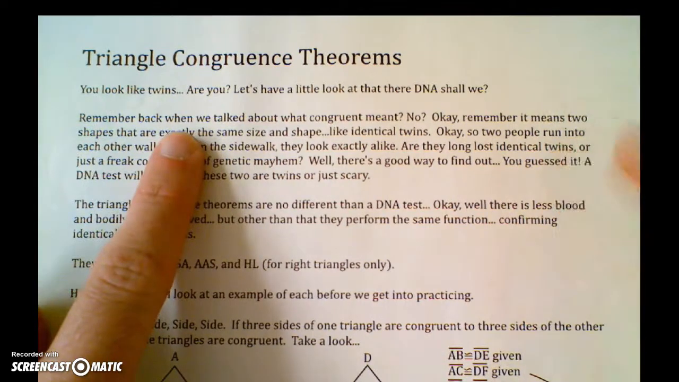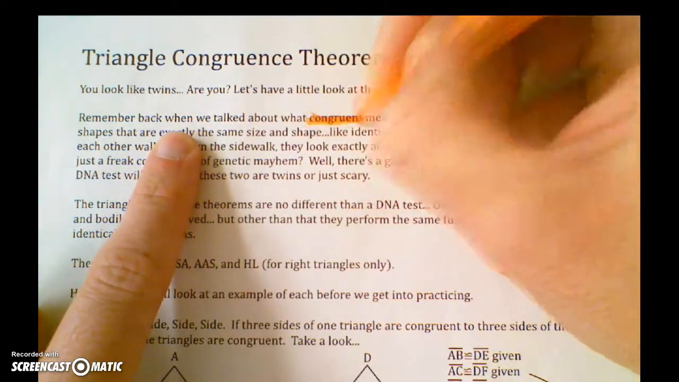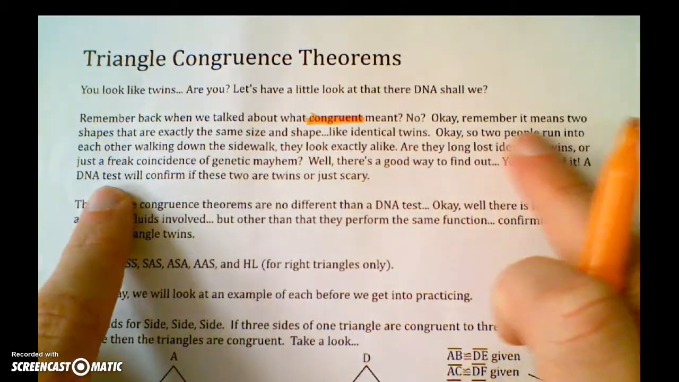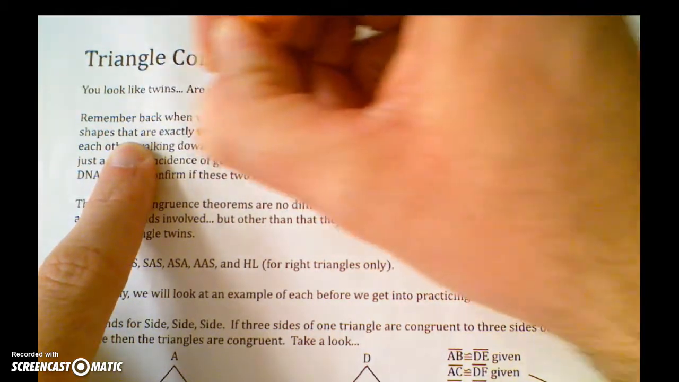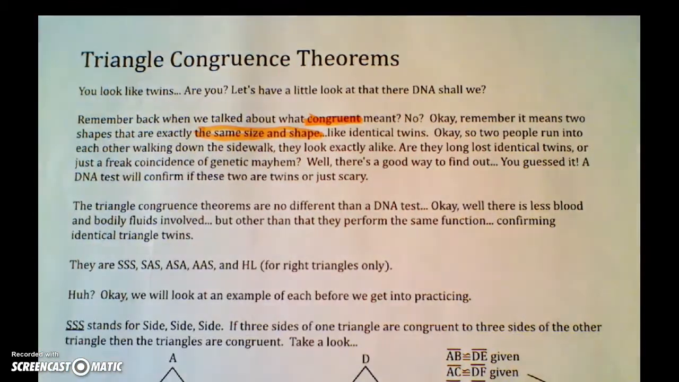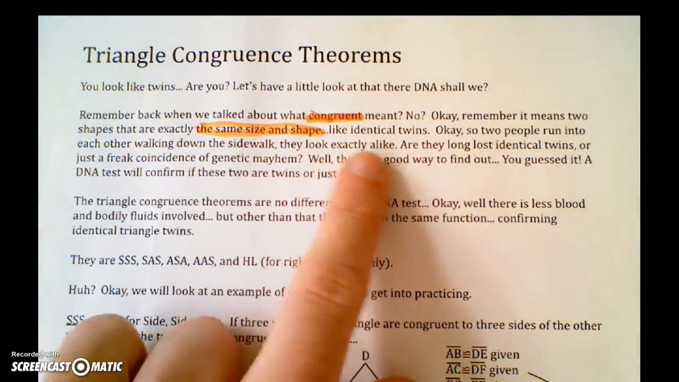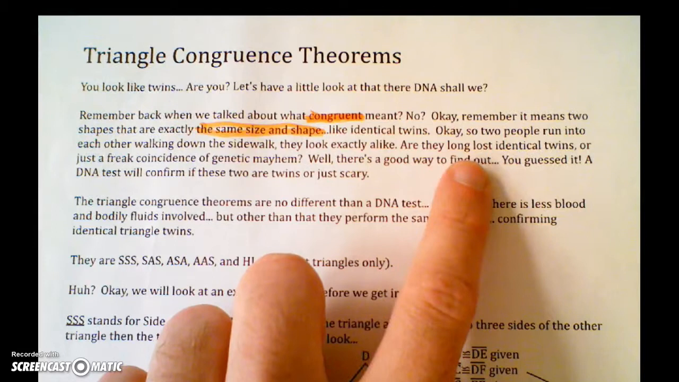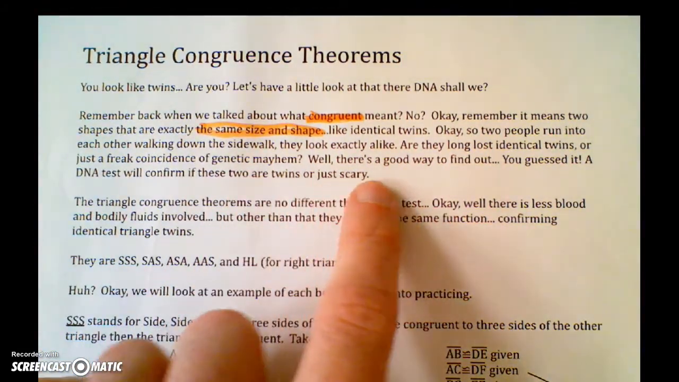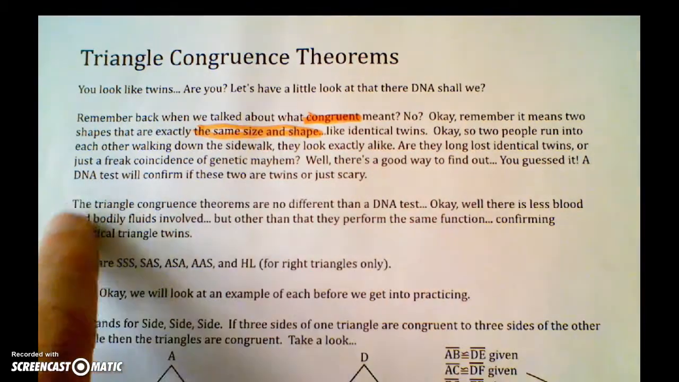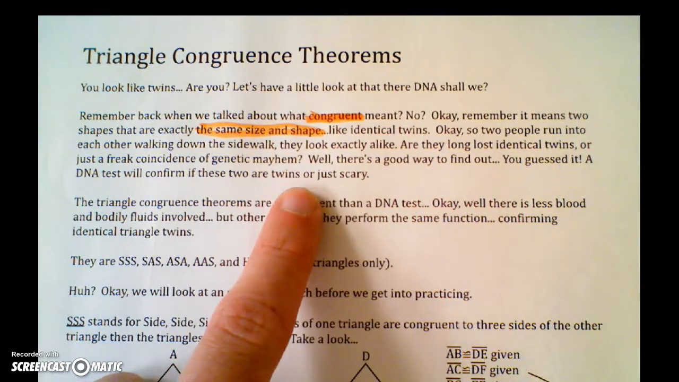Remember back when we talked about what congruent meant? So we saw that word congruent. No? Okay. Remember, it means two shapes that are exactly the same size and same shape. They're like identical twins. Okay, so two people run into each other walking down the sidewalk. They look exactly alike. Are they long-lost identical twins or just a freak coincidence of genetic mayhem? Well, there's a good way to find out. You guessed it, a DNA test will confirm if these two are twins or just scary.